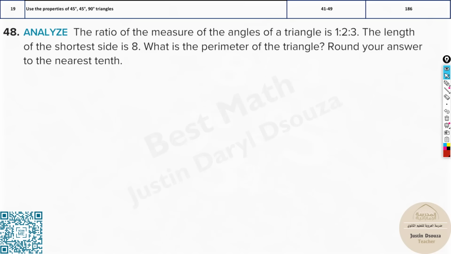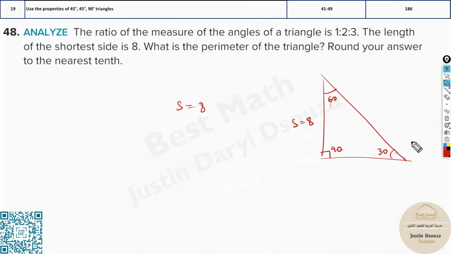The ratio of the measures of the angles of a triangle is 1:2:3. When they tell you 1:2:3, what is the answer? Which type of triangle is it? 30, 60, 90. Okay, the length of the shortest side is 8. Okay, S is given as 8. What is the perimeter of the triangle? Okay, they want us to find the perimeter. I imagine this is 60, this is 90, this is 30. So S, that is equal to 8, is given. We don't know any other sides.